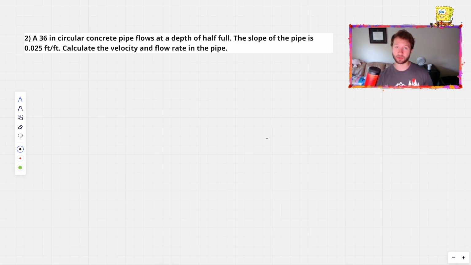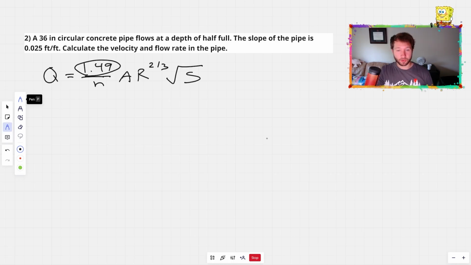So again, we're going to be using Manning's equation. Here's our Manning's equation, and this time we're going to be using 1.49 instead of 1 because in this problem we're using American units. First step here is to find the cross-sectional area. We know the pipe is flowing at half full. So we got pi r squared for the area of a circle, and we just divide that by 2.